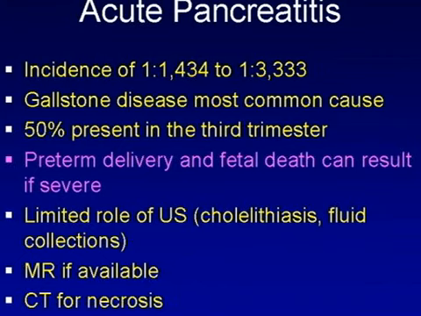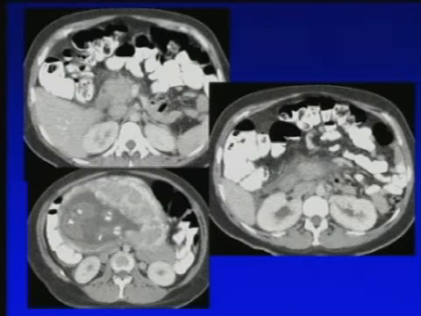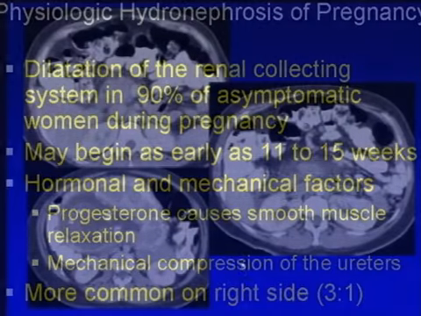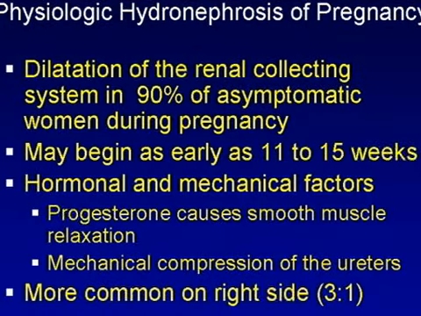Acute pancreatitis in pregnancy usually occurs in the setting of gallstone disease, and this can result in preterm delivery and fetal death if it is severe. You can use ultrasound to look for stones, MR if available to look for peripancreatic fluid collections. If you're concerned about necrosis, then again you may want to consider contrast-enhanced CT. And here's a patient with pancreatitis. We can see peripancreatic inflammatory change and fluid, but there is no evidence for necrosis.